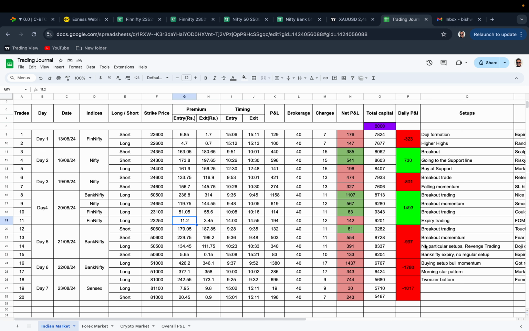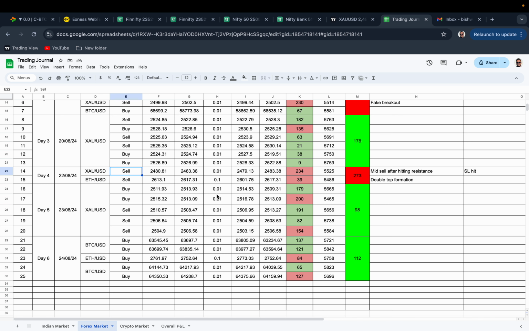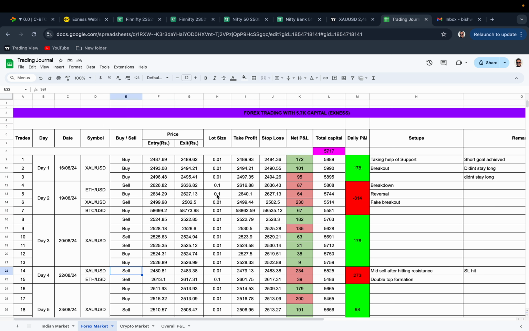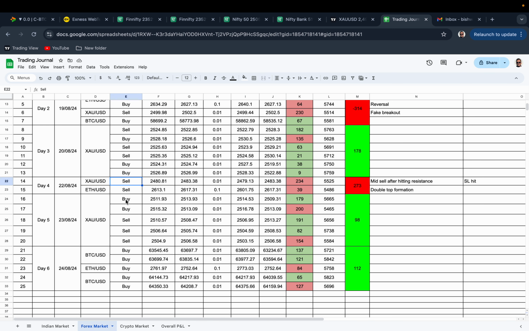So whenever you see the green, you feel happy, right? But I'm constantly having losses for so many days. Let's see what I can do. I'll make the profit. Yeah, I'll be going to 10 lakhs, so don't worry. Okay, so I made a profit of 1493. So coming on to the forex market, I have taken only 2 trades, on the XAU and the Ethereum.